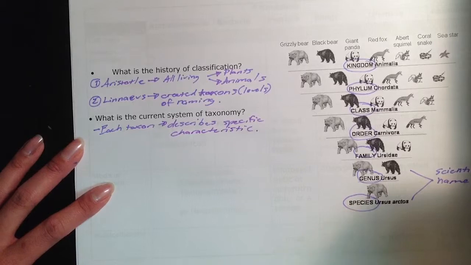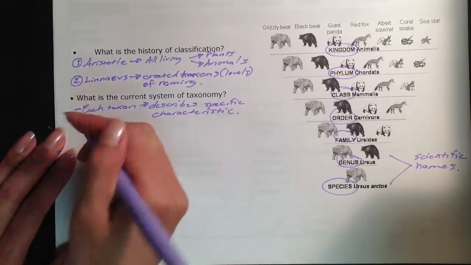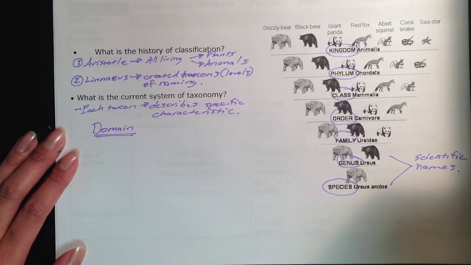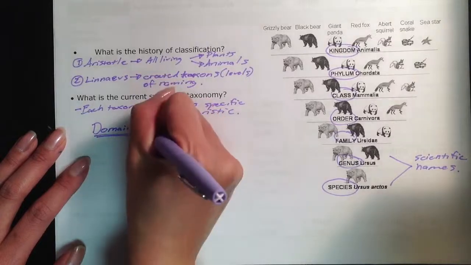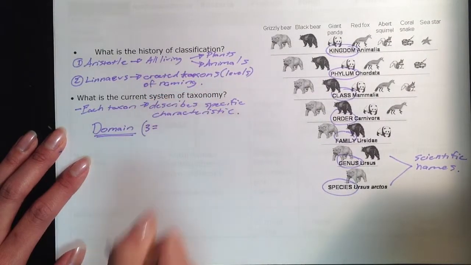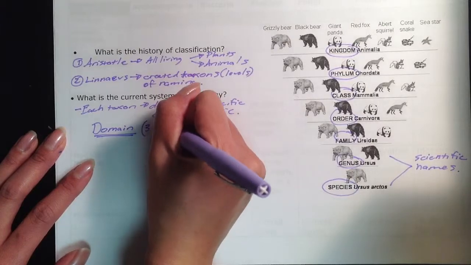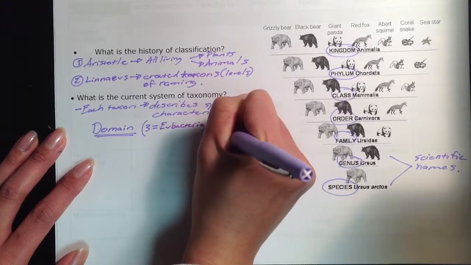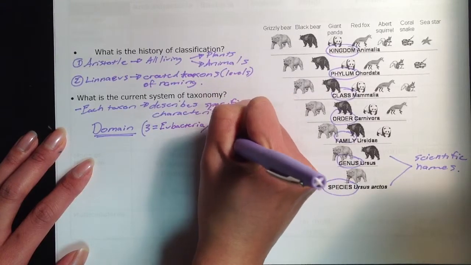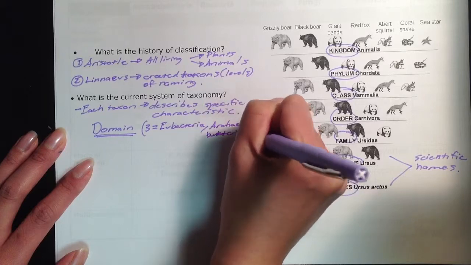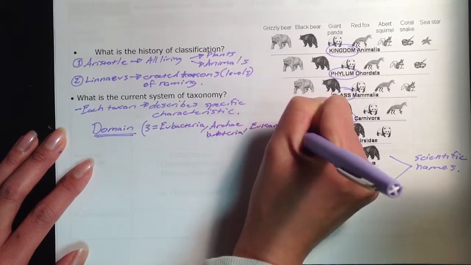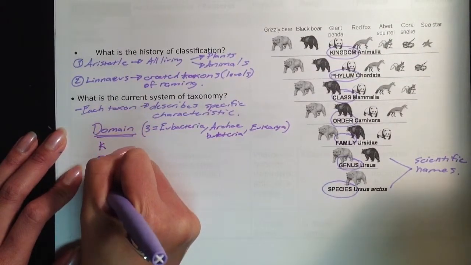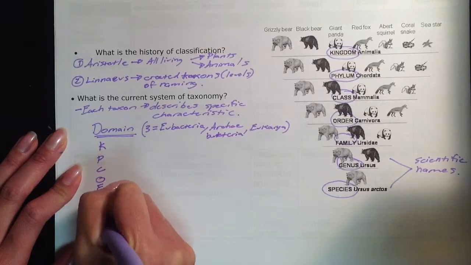And on this image, we're actually missing one of our classifications, which is known as the domain. The domain is sometimes seen as a separate grouping, but the domain really breaks our living organisms into 3 key groups. That's going to be our eubacteria, archaebacteria, and our eukarya. After that, we have our kingdom, phylum, class, order, family, genus, and species.